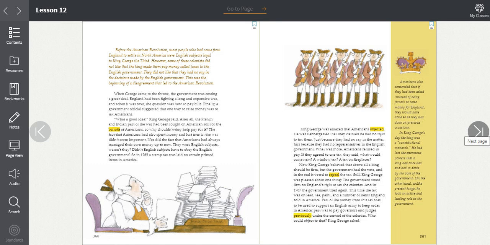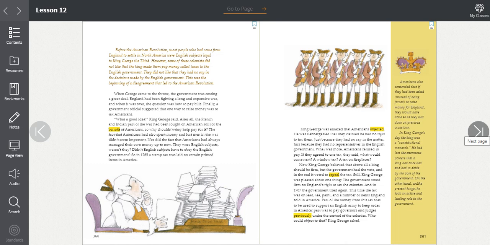When George came to the throne, the government was costing a great deal. England had been fighting a long and expensive war, and when it was over, the question was how to pay the bills. Finally, a government official suggested that one way to raise money was to tax Americans. "What a good idea," King George said. After all, the French and Indian part of the war had been fought on American soil for the benefit of Americans. So why shouldn't they help pay for it?